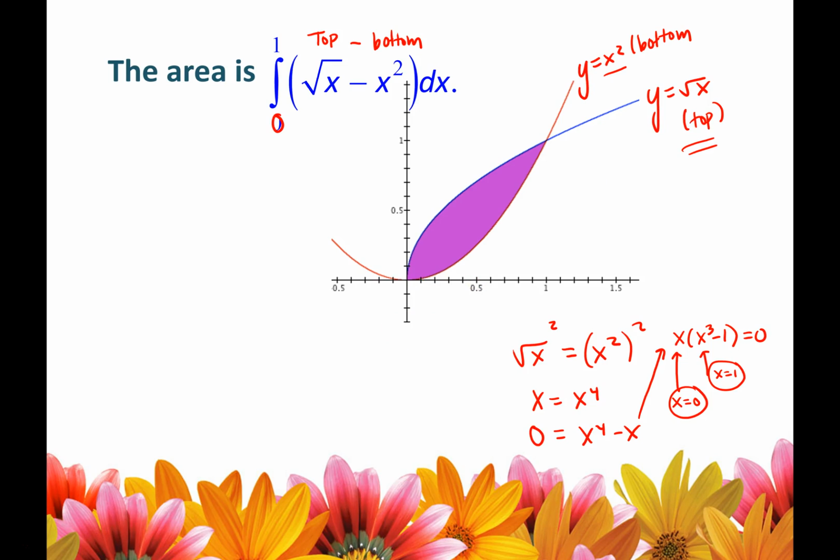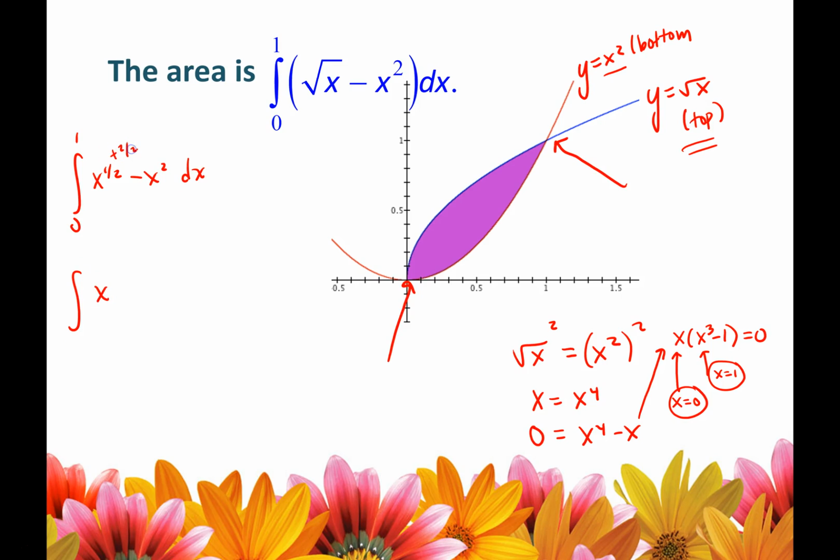Okay, so now that we have this, let's go ahead and actually calculate our definite integral. Remember, this came from my intersection points here and here. This is my top function minus my bottom function. So I'm going to rewrite this integral right now as x to the 1/2 minus x squared dx.